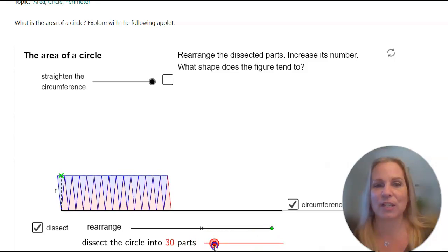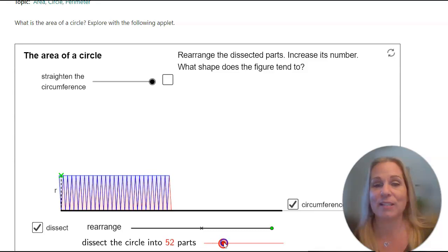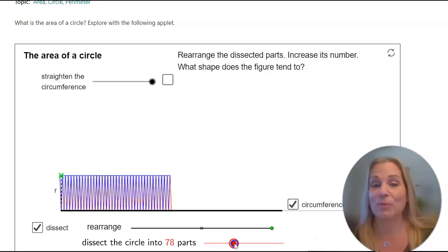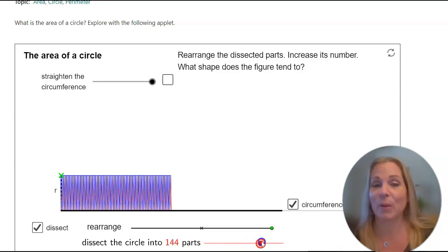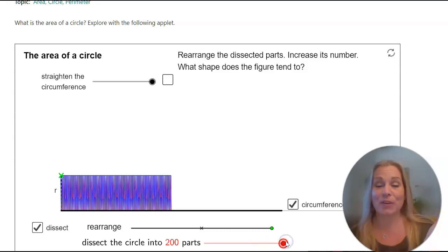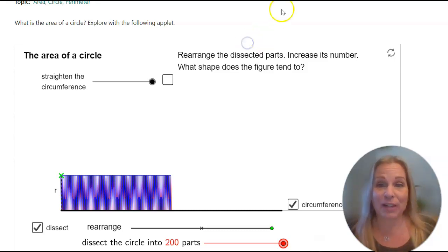The parts of the circle are getting teeny, teeny, tiny. And if you come to the live lesson when I do this, we're going to do this together, and you'll be able to do it on your own. Ooh, that's a lot of parts. But look what shape we've got. We've got a rectangle. And we know how to find the area of a rectangle.